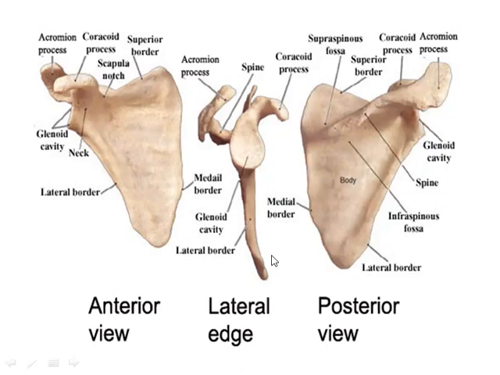And what are the parts present on the anterior side, lateral edge, and posterior side? The spine of scapula is not present on the anterior side, it is only present on the posterior side. The scapular notch is seen on the anterior side, not on the posterior side. The glenoid cavity is seen in both. The coracoid process is also seen in both the anterior and posterior views.